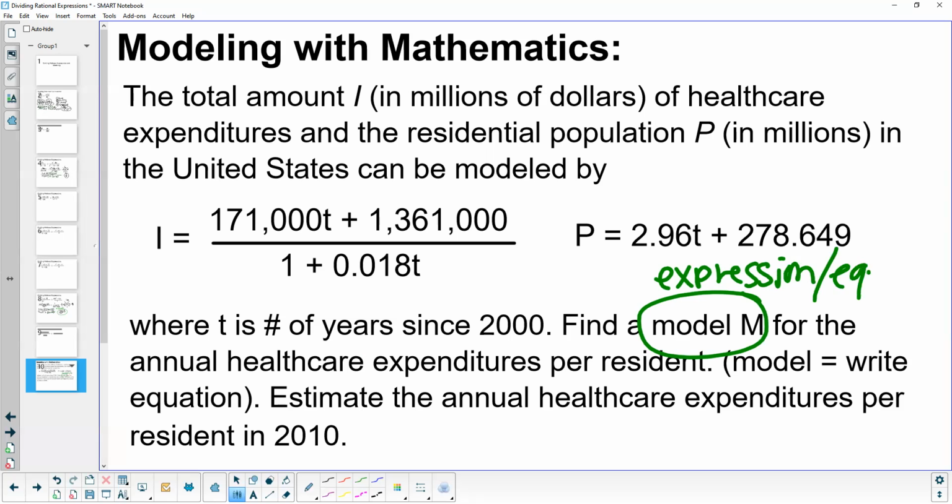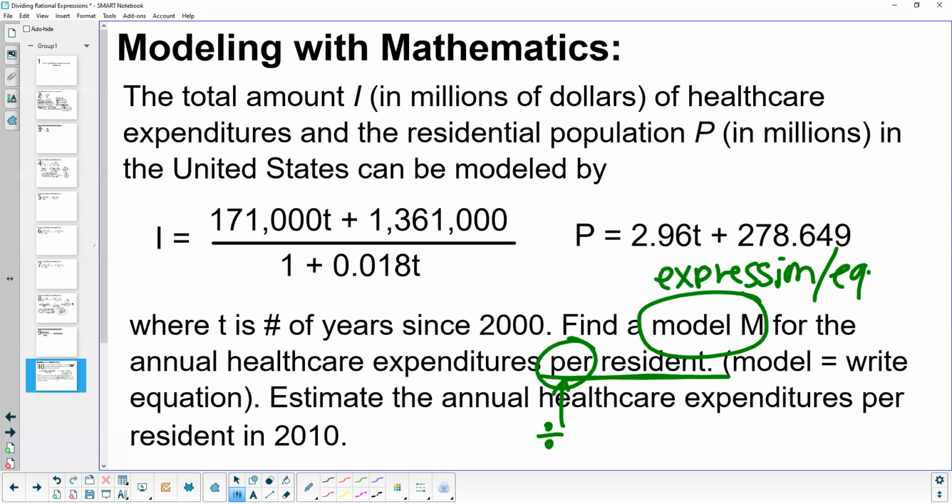So that equation is where we set it equal to something. Where we say M equals, we want to write an equation that models the annual healthcare expenditures per resident. The word "per" here is a huge clue, meaning I want to divide. I want to take the total expenditures, that I, and divide it by the resident population.